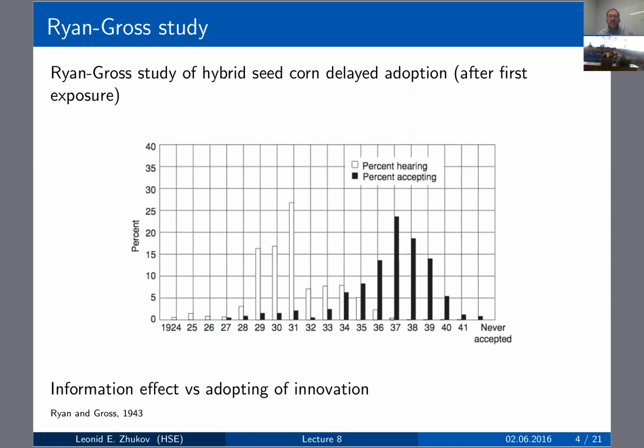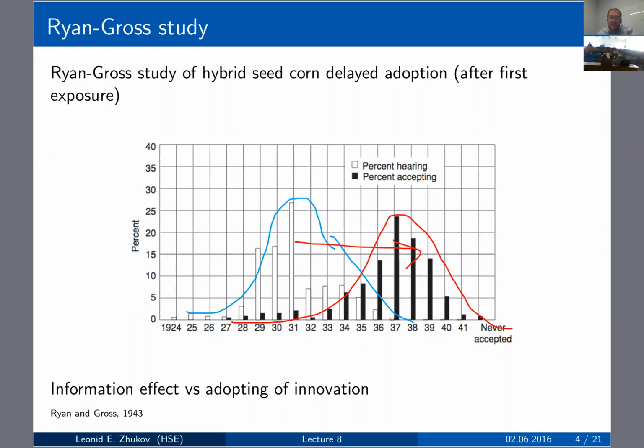What's interesting is if you look at the screen, you will see two histograms. The first one, this white histogram, shows the percentile of farmers who heard about the corn. So they heard about it, but they kept using the old one, right? And the other histogram gives the distribution of farmers who started using it. Notice that they're both like normal distributions, but one is shifted with respect to the other by probably 7 years. So there has been a delay in adoption. People heard about it, but have not adopted.